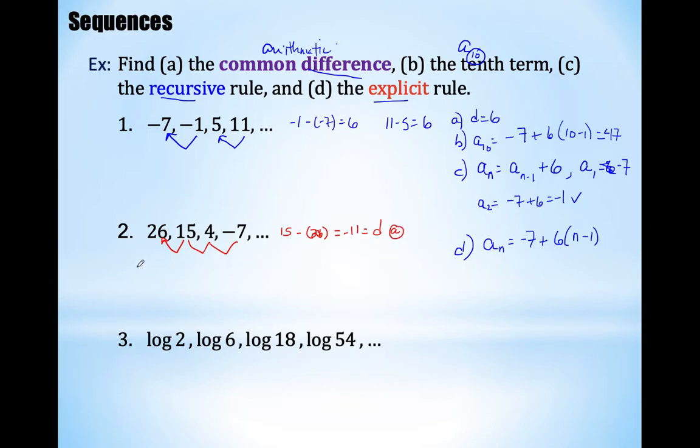Remember, I like to skip part B and go right to part C. Part C, recursively, the term before it, minus 11, given that your first term was 26. My explicit rule is that first term, minus my common difference times the previous subscript. So now I can go and answer B. A sub 10, so 26 minus 11 times 9, and I got negative 73.